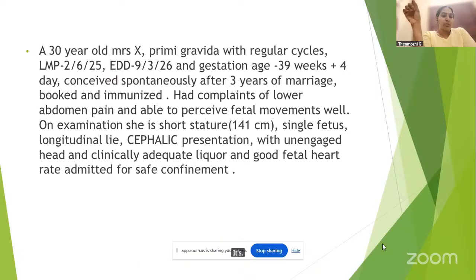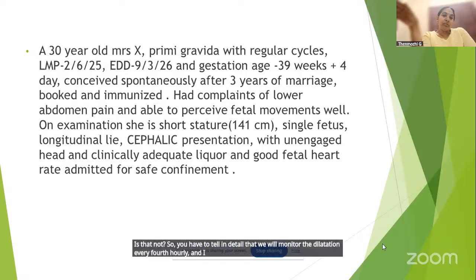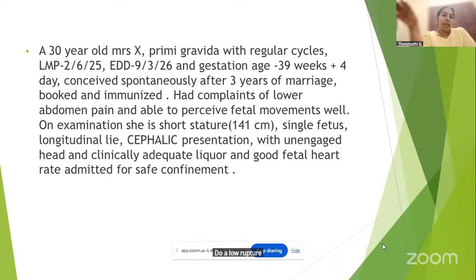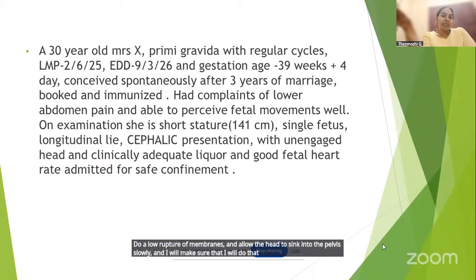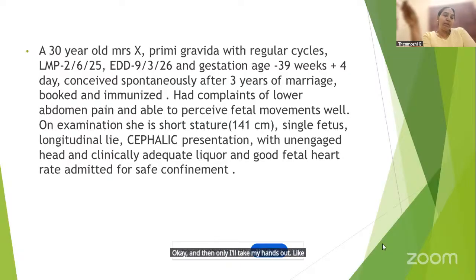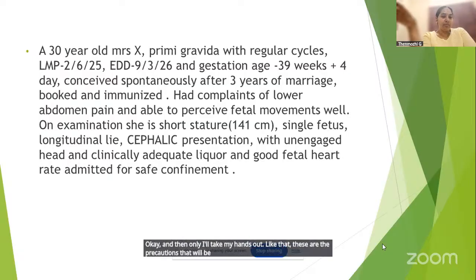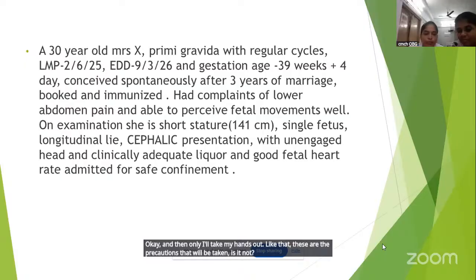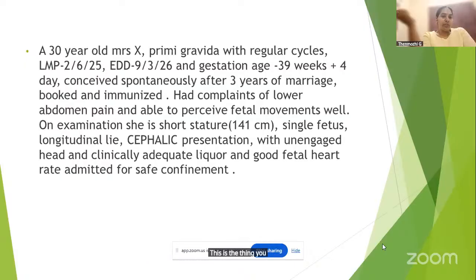So you have to tell in detail that you will monitor the dilatation every 4th hourly, and I will do a slow rupture of membranes and allow the head to sink into the pelvis slowly. I will make sure that cord prolapse doesn't occur, or that cord prolapse was excluded, and then only I will take my hands out. These are the precautions that will be taken. This is what you do in your day-to-day life in the labor ward, is it not? Yes, ma'am.